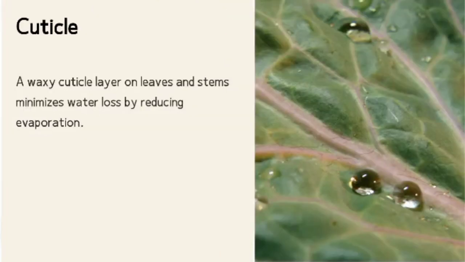Cuticle. A waxy cuticle layer on leaves and stems minimizes water loss by reducing evaporation. This protective barrier is especially vital in dry environments, as it helps conserve water while still allowing some transpiration to occur.